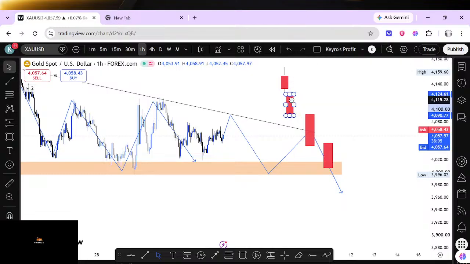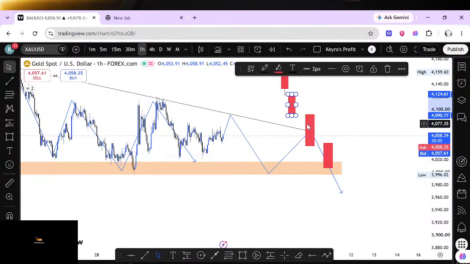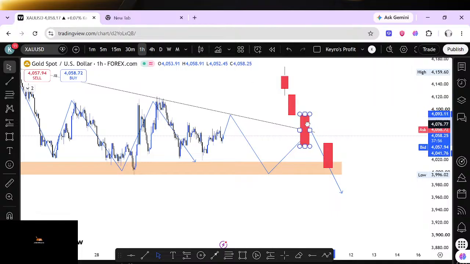Forgive me on this concept, I'm not too good at drawing, but I hope we're going to understand each other here. I'm just trying to illustrate.